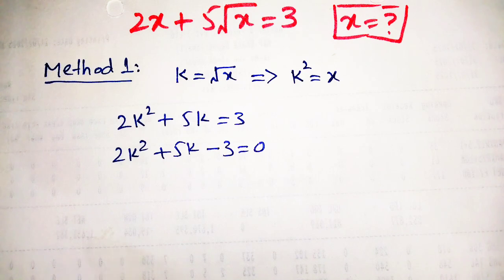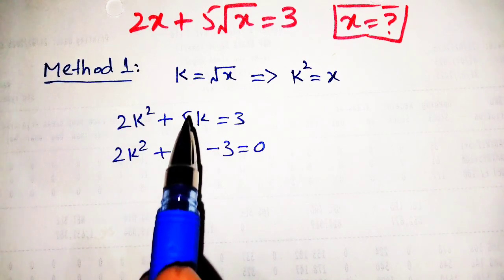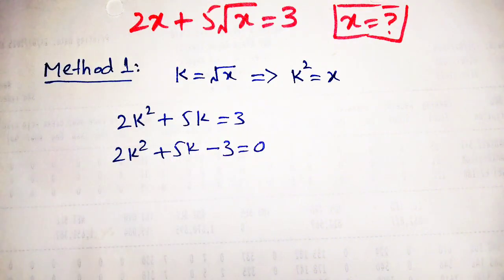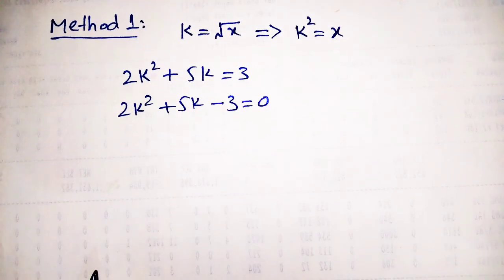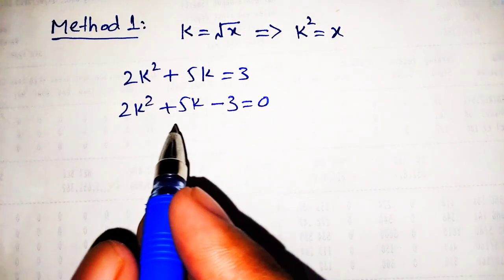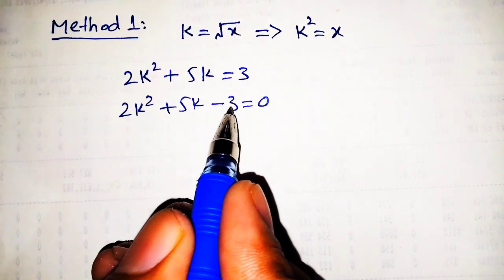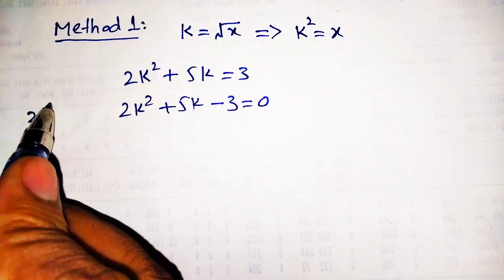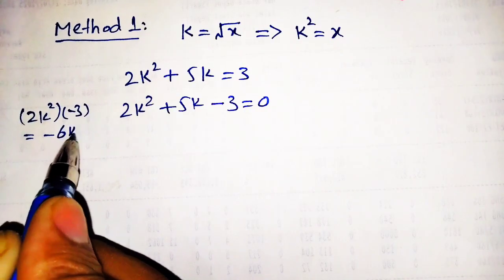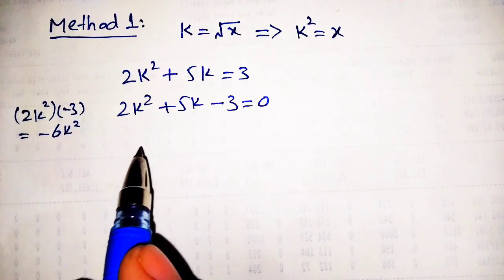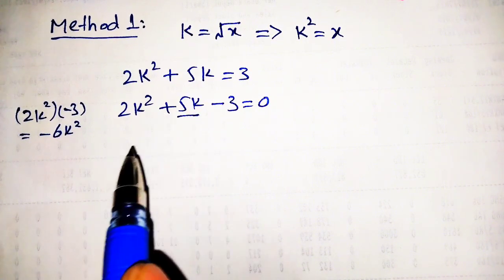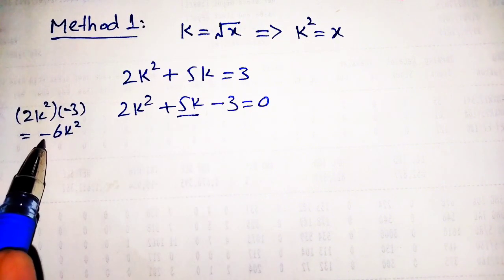Now we can clearly see that it is a quadratic equation. As I said earlier in the start, it looks like a linear but actually it is a quadratic equation. So now we will factorize this to find the roots. To factorize, we have to find 2k square times minus 3, which will give minus 6k square. This is the product of the roots. So we have to find two terms which on adding gives us 5k and on multiplying gives us minus 6k square.